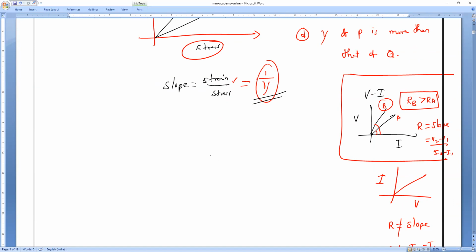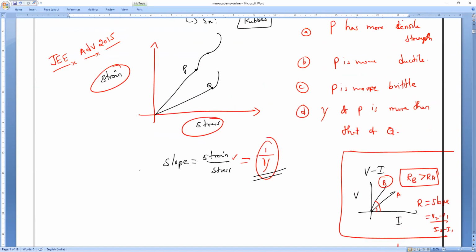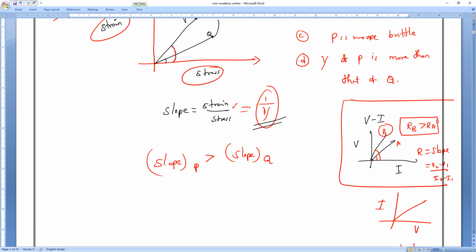Now if you observe, it is strain versus stress. Forget about the x-axis and y-axis. Who has the greater slope, P or Q? P. Am I right or wrong? So the slope of P is greater than the slope of Q. Do you all understand? But here it is strain versus stress, so the slope of P means 1 by Young's modulus of P, which is greater than 1 by Young's modulus of Q.